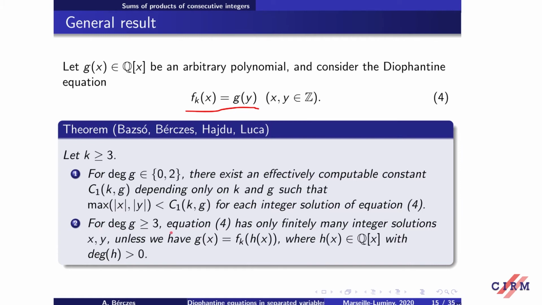Whenever the degree of g is larger or equal to 3, then we can prove that equation 4 has only finitely many integer solutions, unless we have g of x equals Fk of h of x. Clearly, in this case, there will be infinitely many solutions. So, in the case of degree of g equals 0 or 2, we have effective finiteness, and in the case of degree larger or equal to 3, we do have ineffective finiteness.